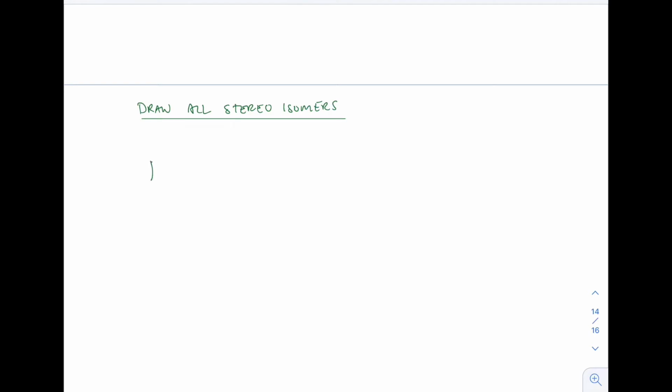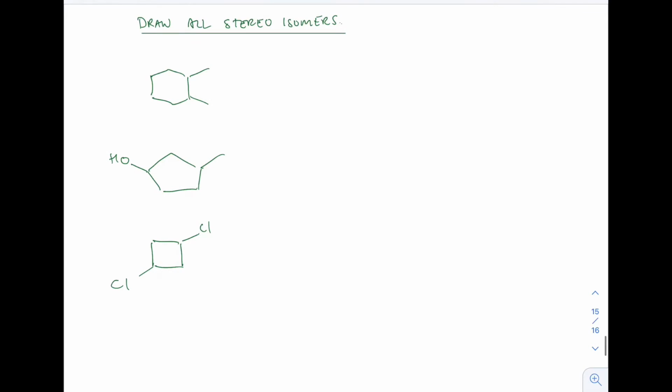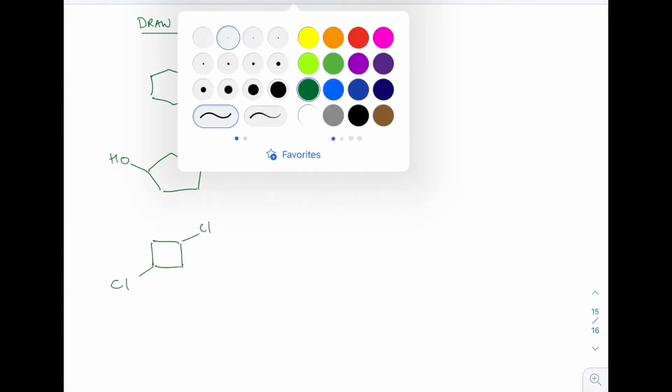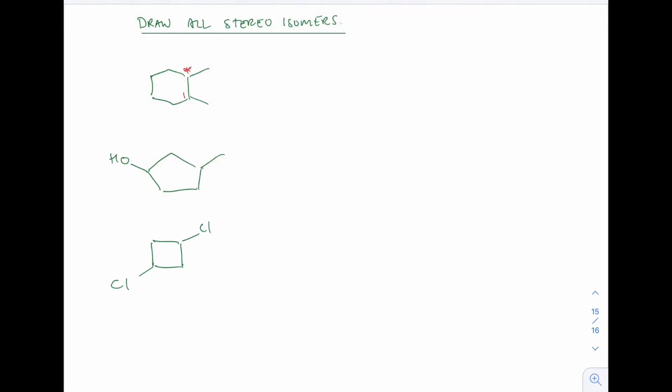Okay, so let's try and draw all stereoisomers that are possible for this 1,2-dimethylcyclohexane. And then for this one right here, we've got an OH and a methyl, and then this disubstituted cyclobutane. Make sure you pause the video and try on your own, and then I'm going to jump through this real quick.